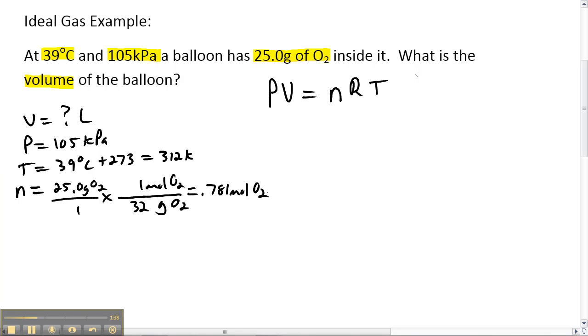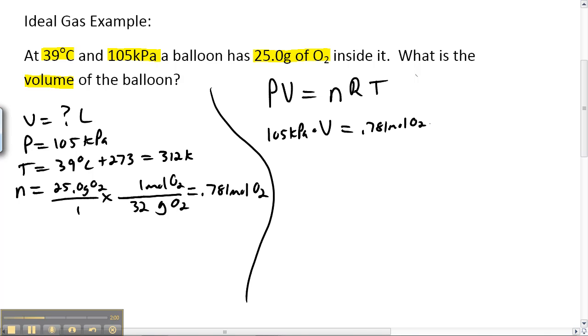So now we've got all of the variables we need, so let's plug them in. Remember, we're looking for V. So my formula to plug in for P, let's draw a line here so we can keep this separated. P is 105 kPa times V, because we don't know that. And n is 0.781 moles of O2 times R, which is 8.31 liters kPa over moles Kelvin. And the temperature is 312 Kelvin.